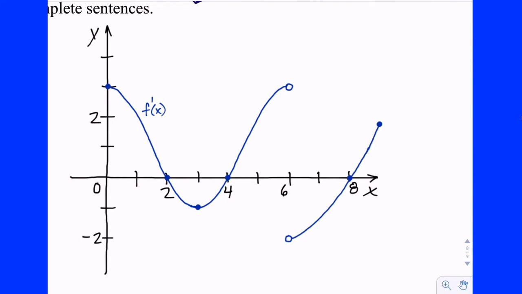Give me about 2 more minutes, and then we'll see how you did. Once you have the graph, can you figure out the x-coordinate of the absolute max and or the absolute min?